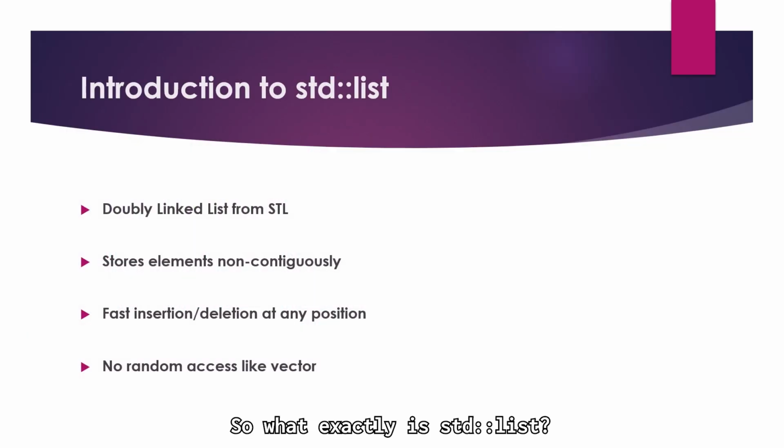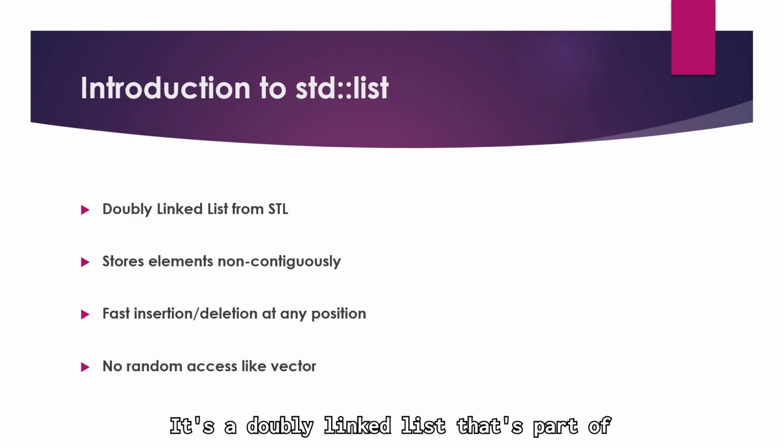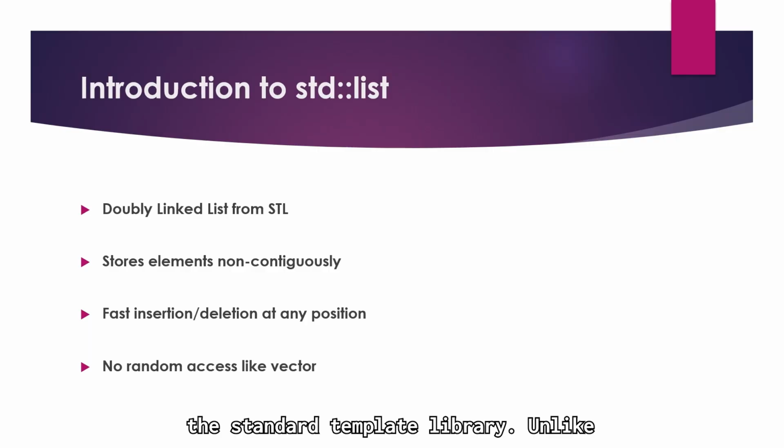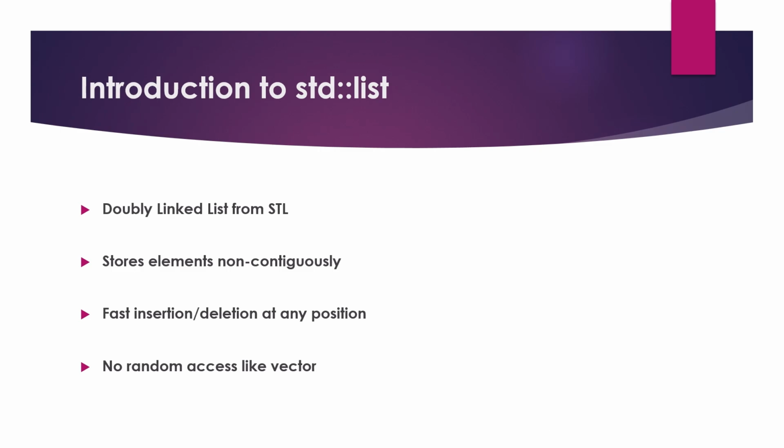So what exactly is std::list? It's a doubly linked list that's part of the standard template library. Unlike vectors or arrays, it does not store elements in contiguous memory. This unique structure means that inserting or deleting elements anywhere in the list, even in the middle, is fast and efficient. But there's a trade-off. You can't use the bracket operator to access elements like you would in a vector. There's no random access. You have to use iterators to move through it.